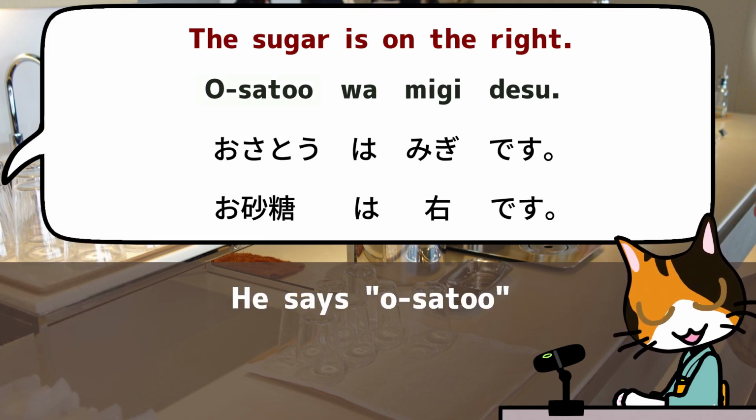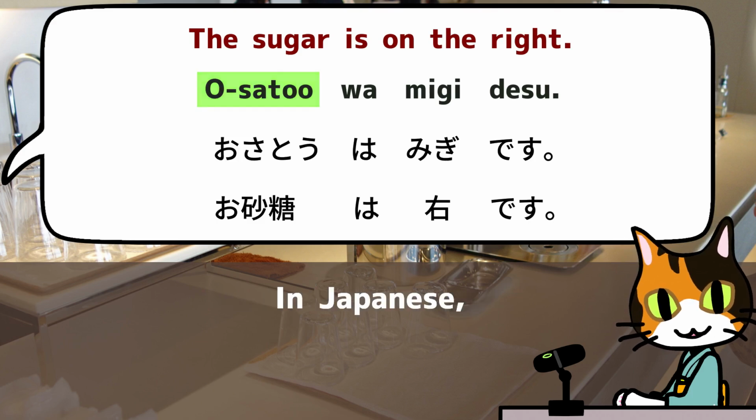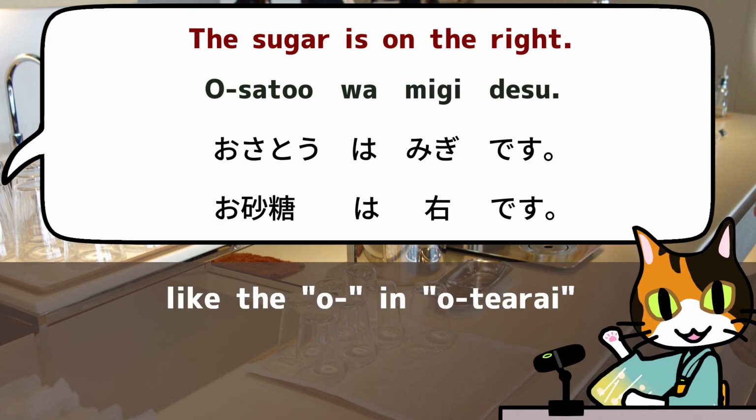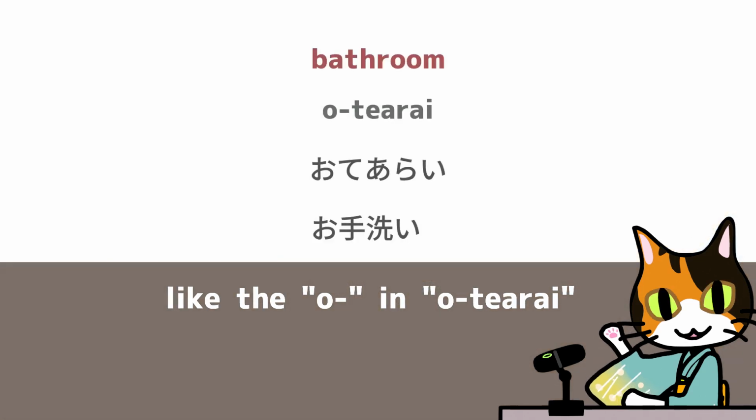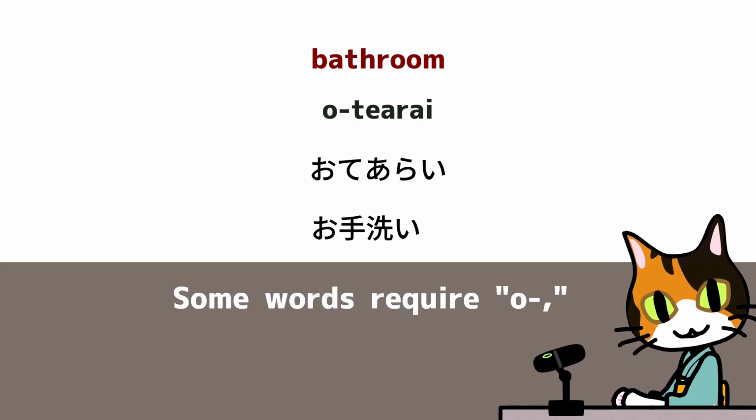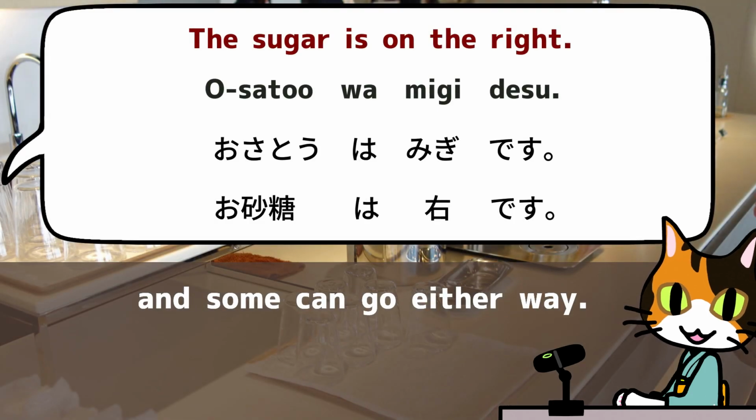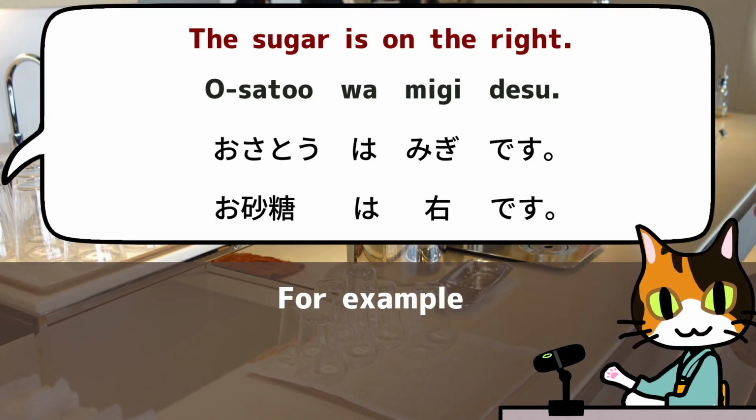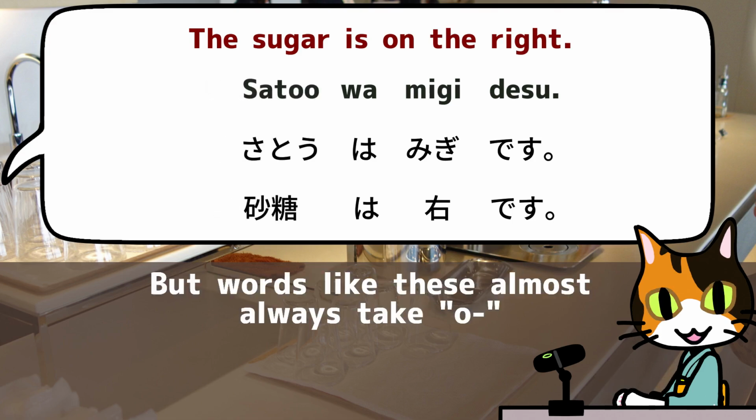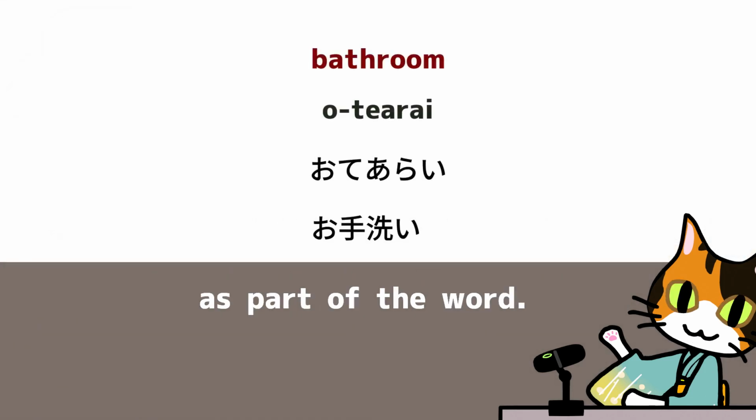He says, "Osato," instead of, "sato." In Japanese, to make a noun polite, you add the prefix, o, like the, o, in, otearai, we practiced last time. Some words require, o, some sound odd with it, and some can go either way. For example, sato can be said with or without, o. But words like these almost always take, o, as part of the word.